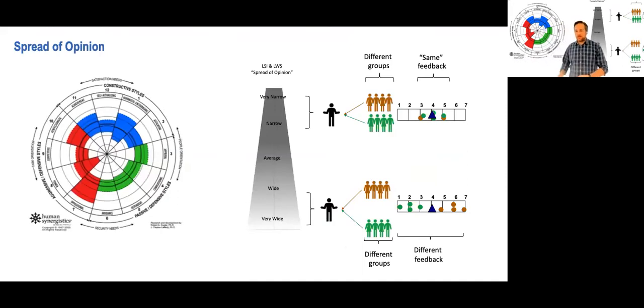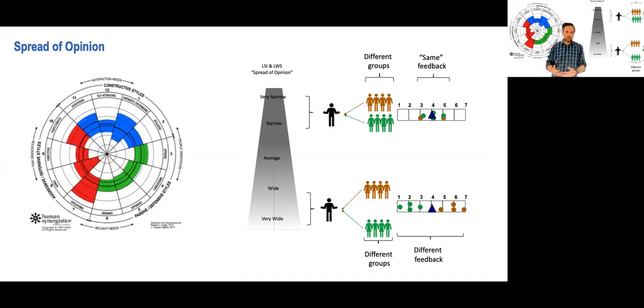So in individual level tools, we call this the spread of opinion. This is primarily LSI and LWS. Essentially what we're doing is taking the raw scores by style, calculating the standard deviation for each of those styles, and then applying that calculation, that standard deviation, to a norm.